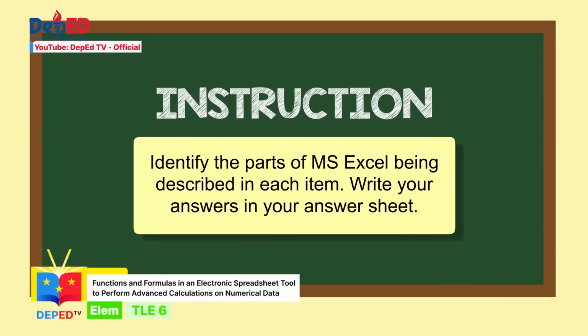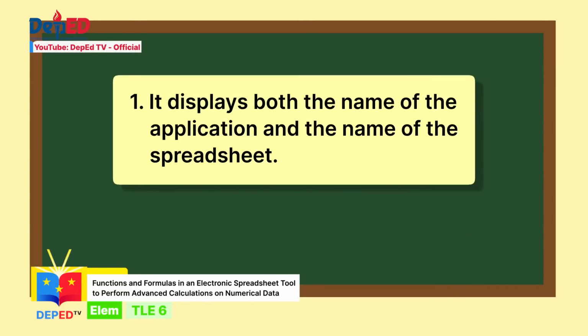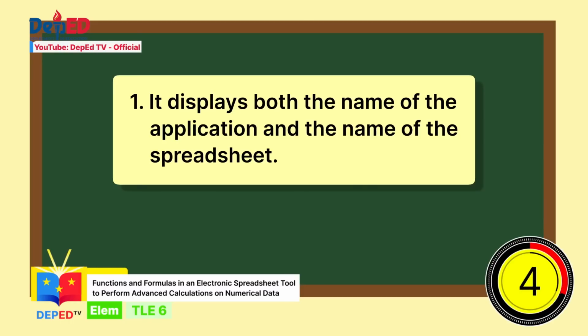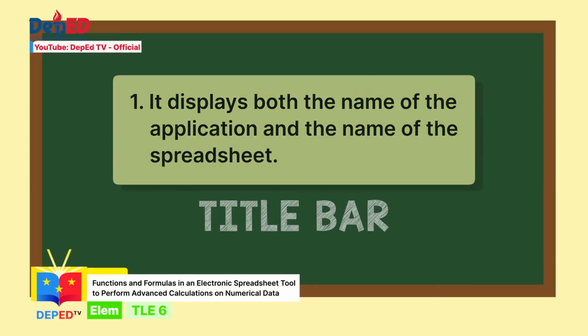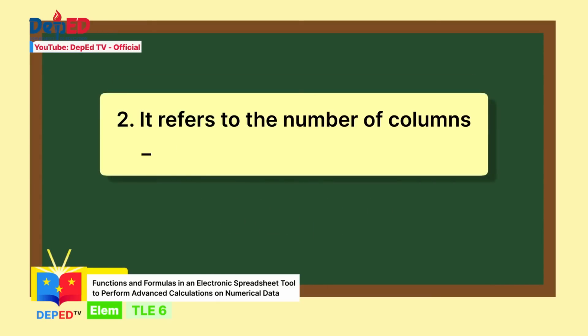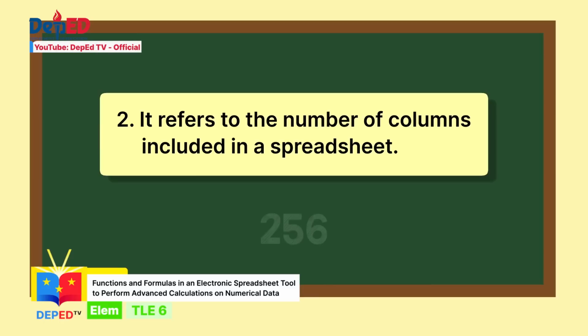Identify the parts of MS Excel being described in each item. Write your answer in your answer sheet. Number 1. It displays both the name of the application and the name of the spreadsheet. And the correct answer is title bar. Number 2. It refers to the number of columns included in a spreadsheet. And the correct answer is 256.